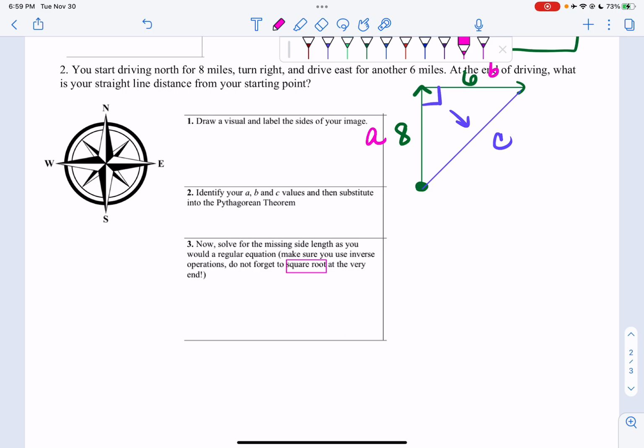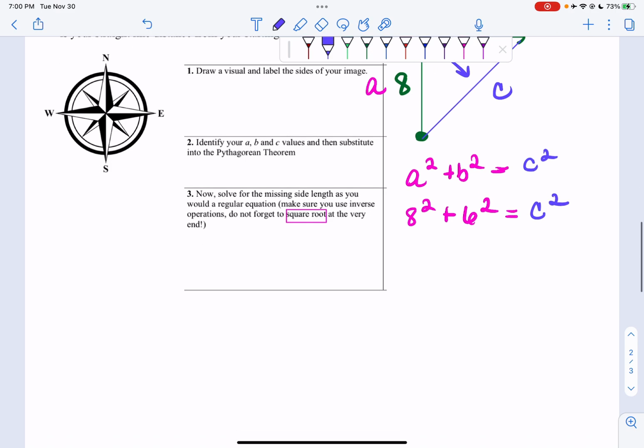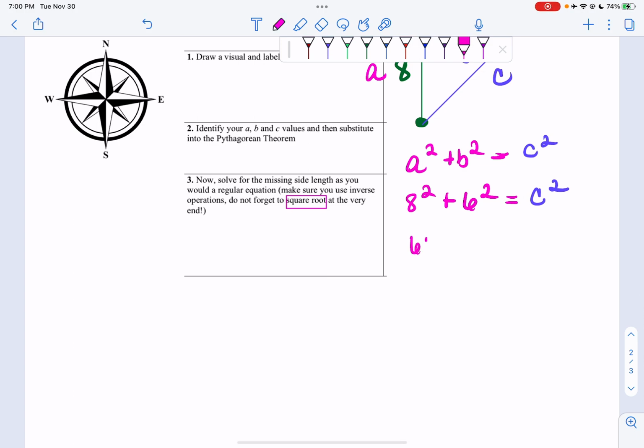Now I'm going to substitute into the Pythagorean theorem. So I have A squared plus B squared equals C squared. We know A is 8, so I have 8 squared plus 6 squared, and that's equal to C squared. 8 squared is 64. 6 squared is 36, and that's equal to C squared. Combine that 64 and 36, and we get 100, and that's equal to C squared. I now take the square root of both sides, so I can say C is equal to 10.